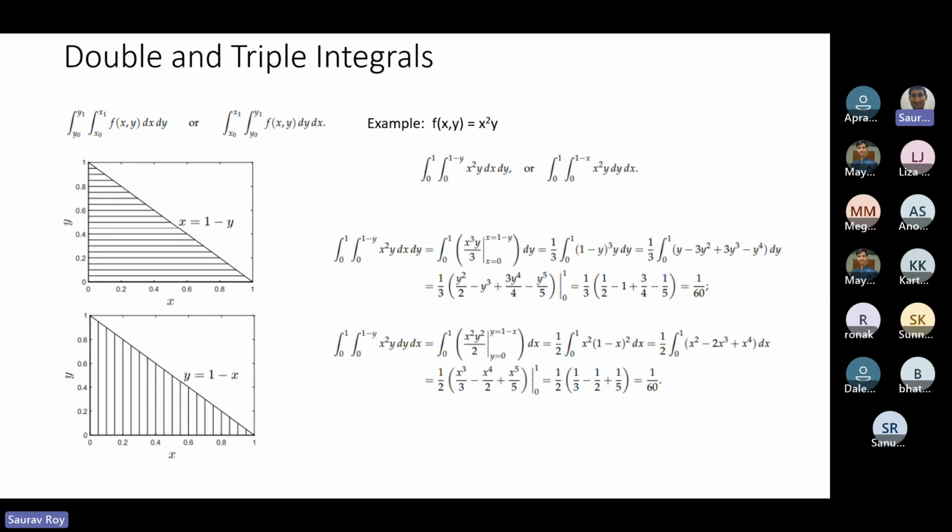Okay, so this double and triple integral form we have already looked into. This was one example I got from one book. So that's all.